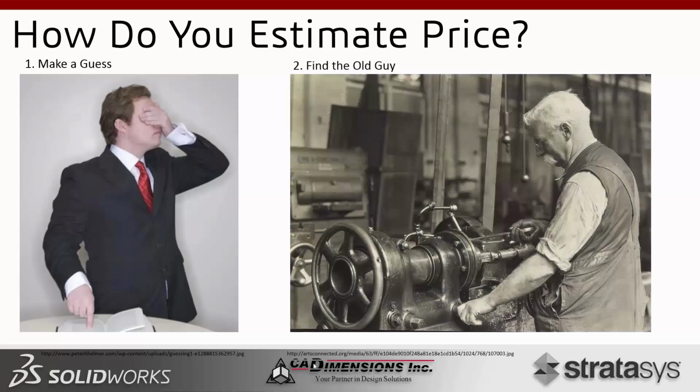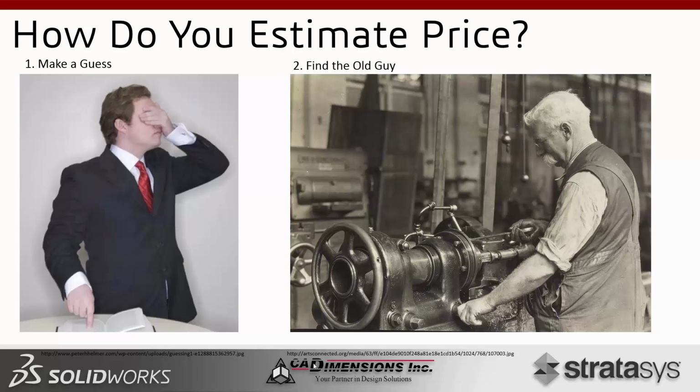The other option that I've seen quite a bit is find the old guy, right? You know who I'm talking about. He's out on the floor. He's as old as the hills, and he's been doing this forever. You bring the part out to him. He wipes the oil off of his hands. He looks it over, scratches his head a couple times, and says, well, I think that'll be about $46. So you go back, email the customer and say, yeah, it's going to be $46.